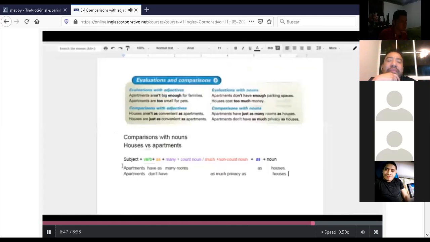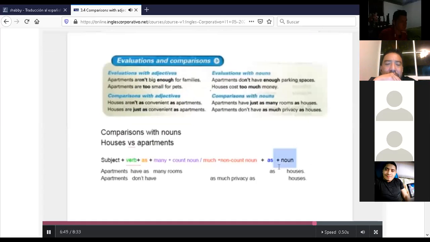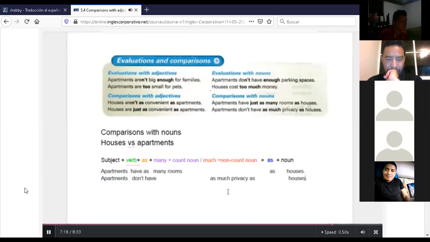In our first example, we're saying that they are pretty much the same, so they're quite similar. In our second example, we are saying that there's a difference between houses and apartments, and that is that apartments don't have as much privacy as houses. And then again, you can make many different comparisons between houses and apartments. What else can you say? Well, you can say that apartments don't have as many windows as houses. That might be the case. You can say that apartments don't have as much space as houses.